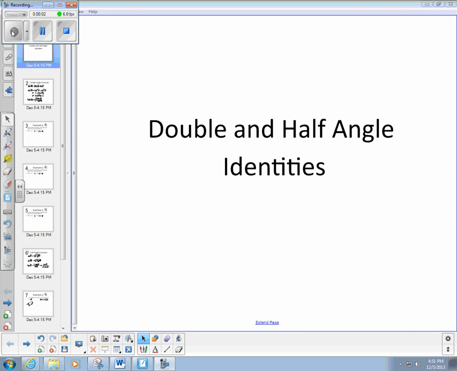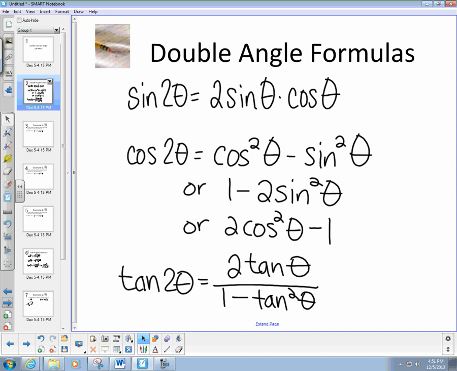In this video, we're going to talk about how to use the double and half angle identities to find exact values of trig functions. So the first thing you need to do is pause the video and write these formulas down for the double angles. Remember, anytime you see the pencil notebook symbol, that means you need to write down what's on that slide.